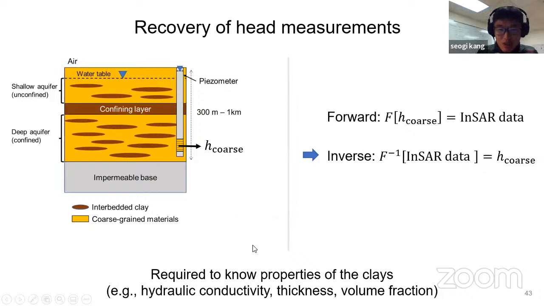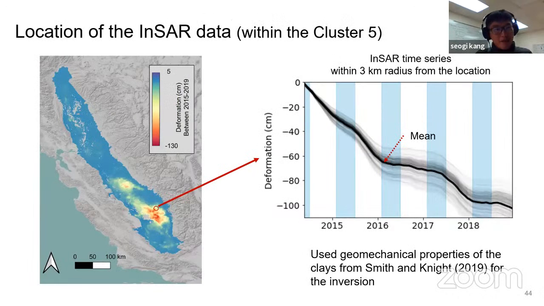And obviously, we need to know the properties of the clays like hydraulic conductivity, thickness, and volume fraction, which are unknown. So that's another challenge that I am faced with. And I'm going to show a simple example as a proof of concept. So I picked a location that other people, like Smith and Knight, researched on a similar topic, but they used both InSAR data as well as the head data. So they were able to estimate the geomechanical properties of clays. So I have used the same properties, so I don't really need to worry about that.